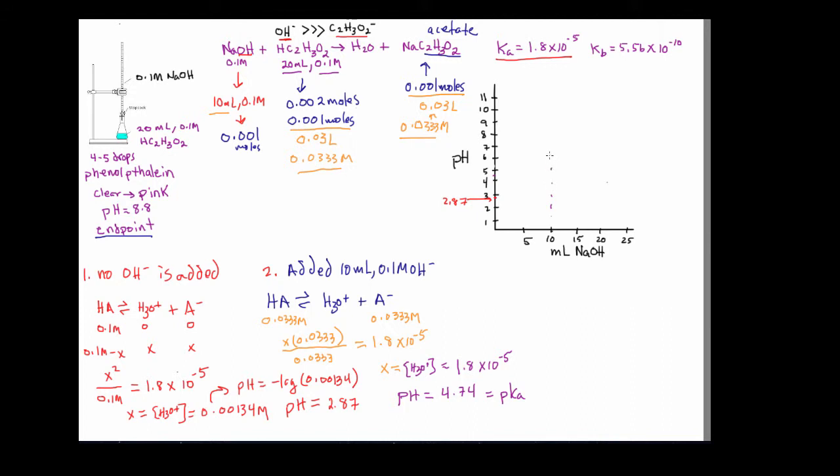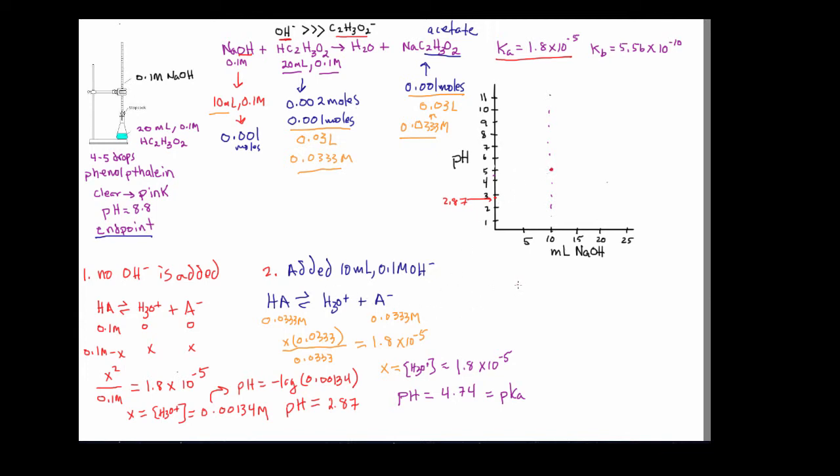We put in 10 mils of the base, so let's just establish this going up like that. Roughly, my artwork is not the best. We have about 4.5 here, so we're going to go to about 4.75. My next point on this graph is going to be right about here. Well, I'll put it in red.